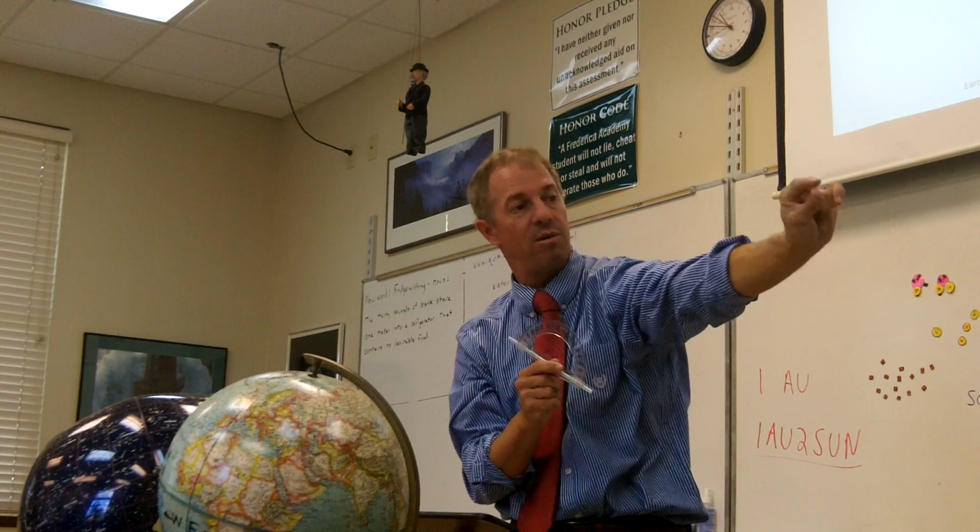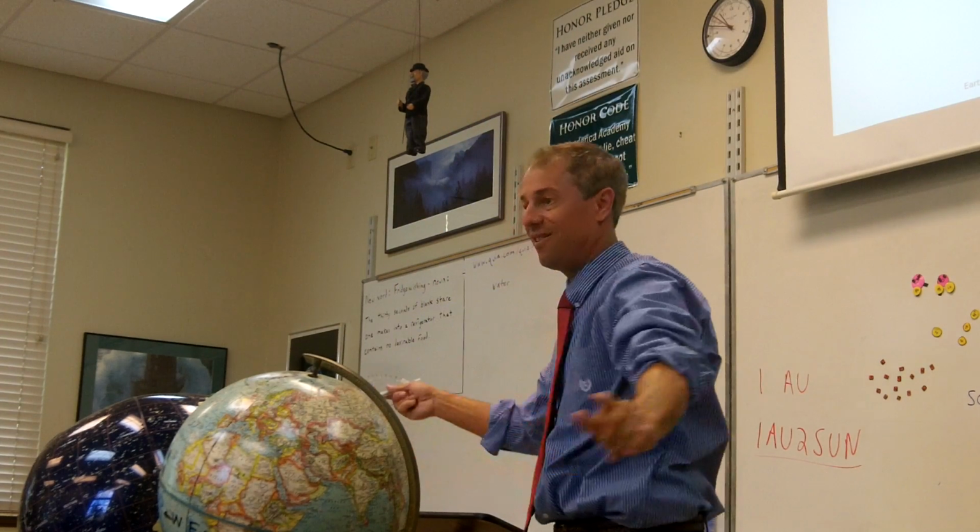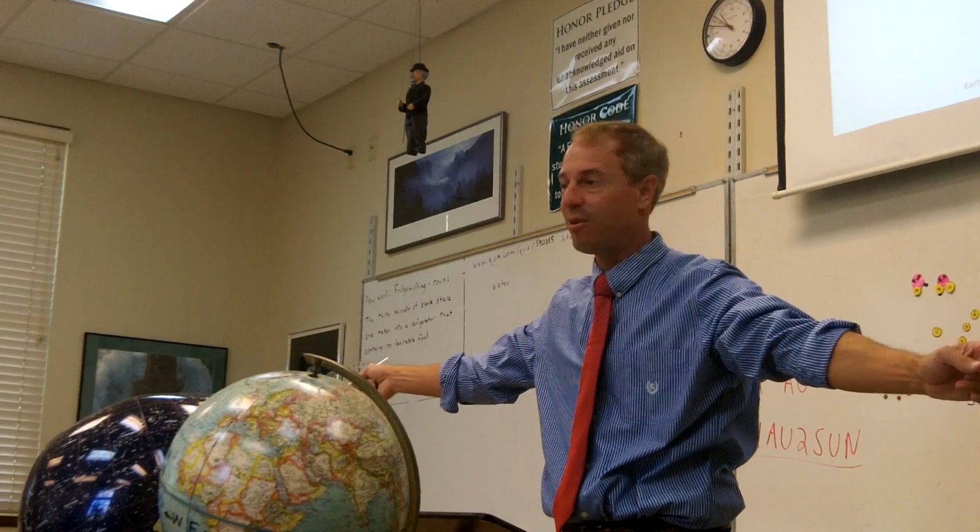Imagine 1 degree, 2 degree, 3 degree, 4 degree. If I counted 180, I would go all the way through the sky. Does that make sense? Are y'all with me?